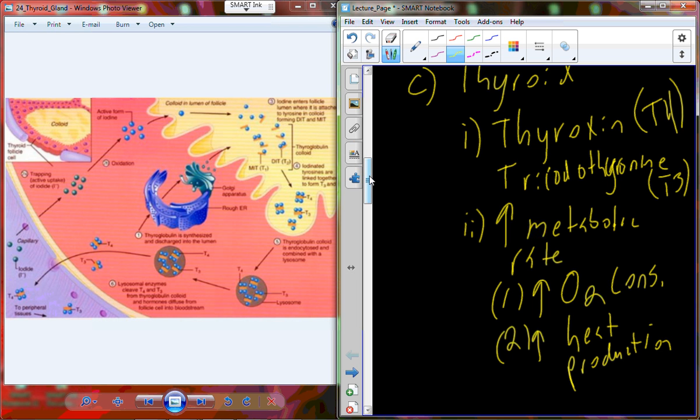When we come back, because I'm actually over, we will pick up with a third thyroid hormone called calcitonin, which we've already interacted with in the past. O2 consumption.